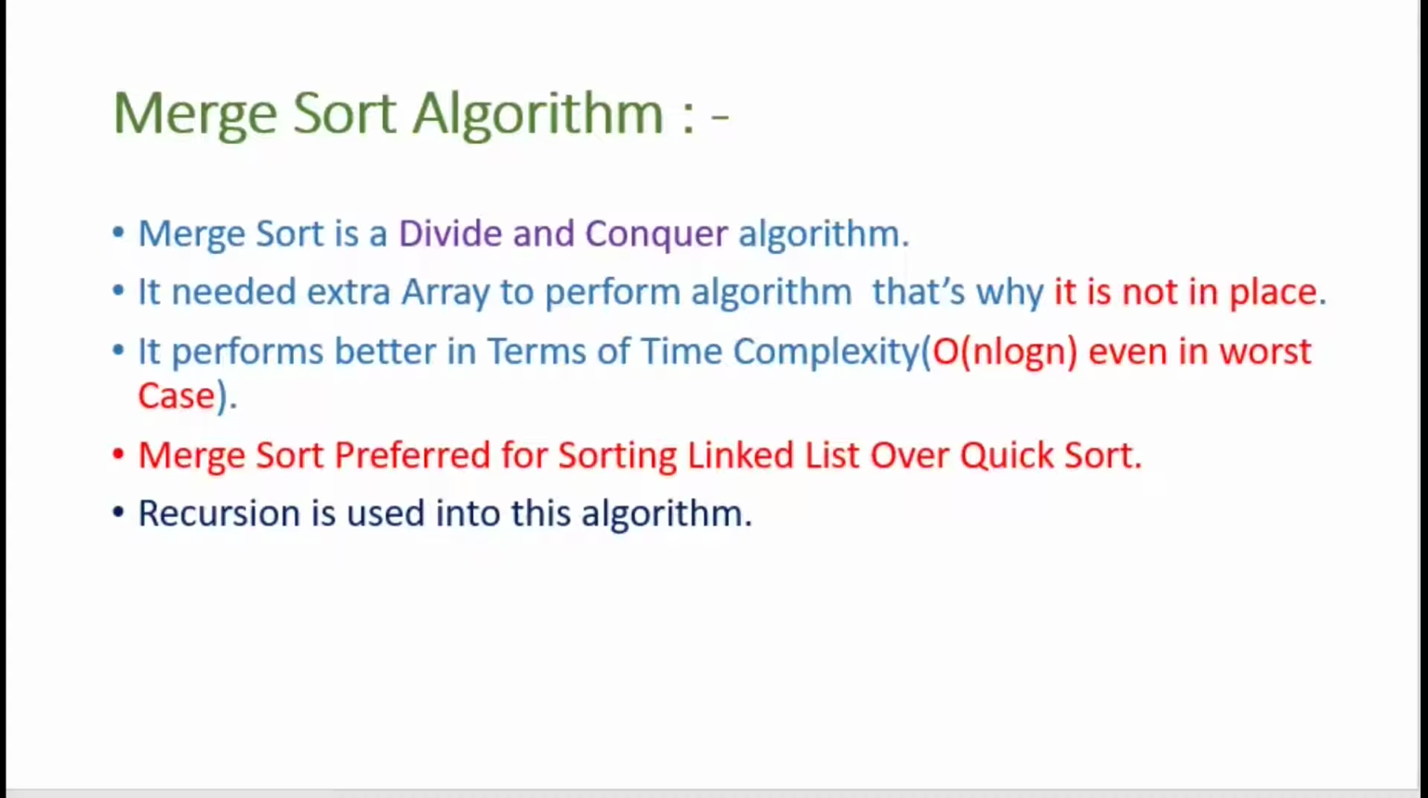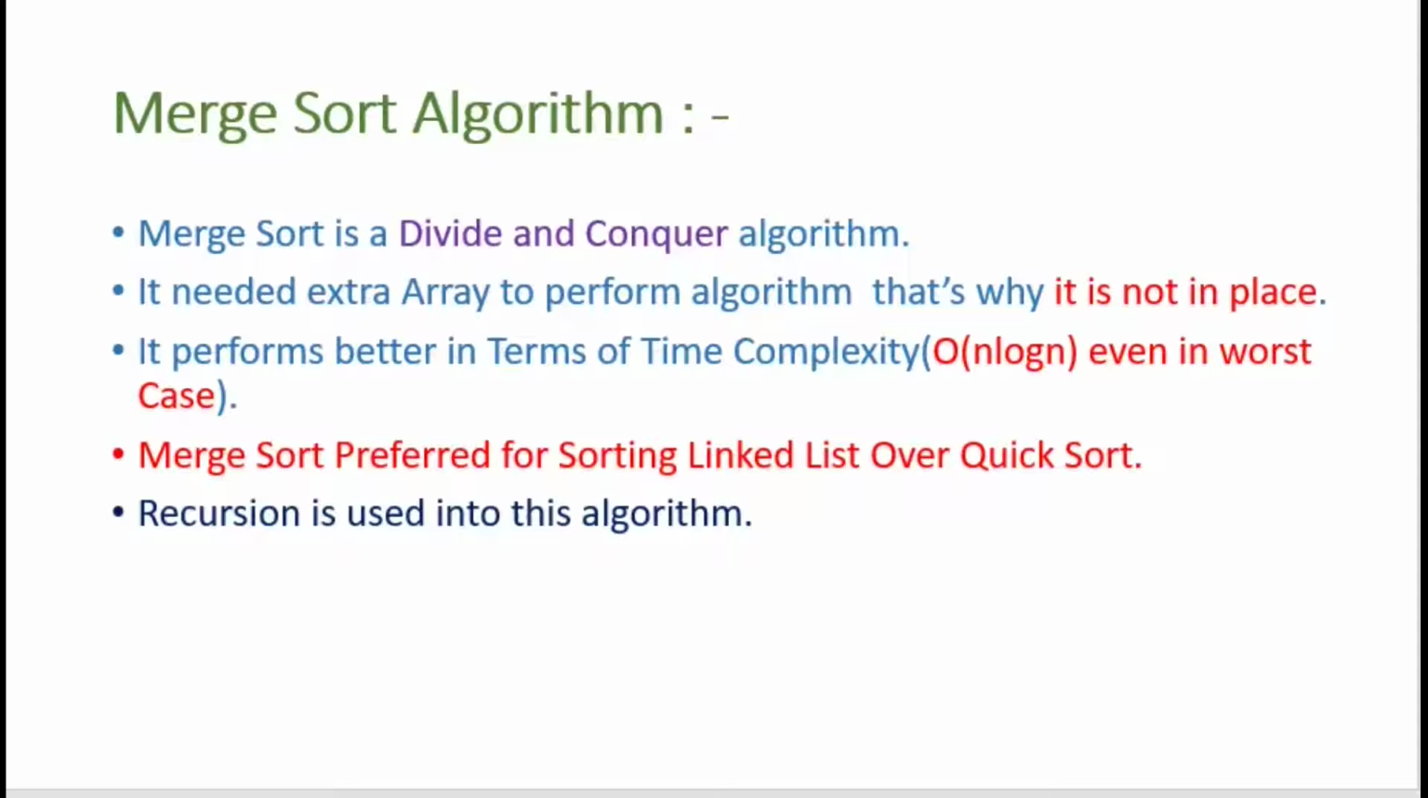Merge sort is a most respected algorithm. I am saying it most respected because it provides order of n log n time complexity even in the worst case. And if you remember, selection, insertion, bubble and quicksort algorithms provide order of n square time complexity in their worst cases, and order of n log n is much better than order of n square.